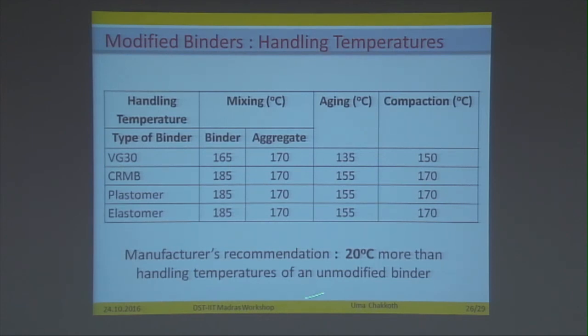So, what we did was to take into account the manufacturer recommendations: a 20 degree ramp was given to the temperatures of unmodified binders. So, you can see that the mixing temperature was increased by 20 degrees, the aggregate temperature was kept constant, the aging temperature was also increased by 20 degrees, and the same with the compaction temperature, which was increased to 170 degrees. So, these are the temperatures which we followed for preparation of the mixtures.